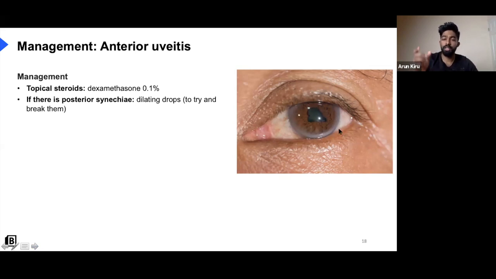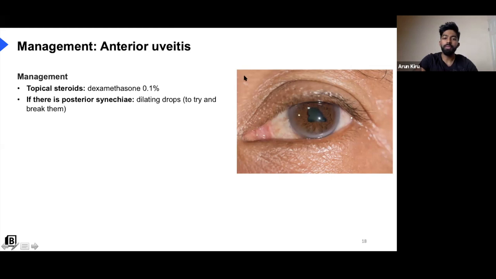So what you tell the patient is, can you just take these dilating drops every so often, like 4 or 5 times a day? I want your pupil to really try and open up, and that will hopefully break these adhesions. Because we don't want that pupil to stay stuck down. If it stays stuck down, then those adhesions are going to get harder and harder to break.